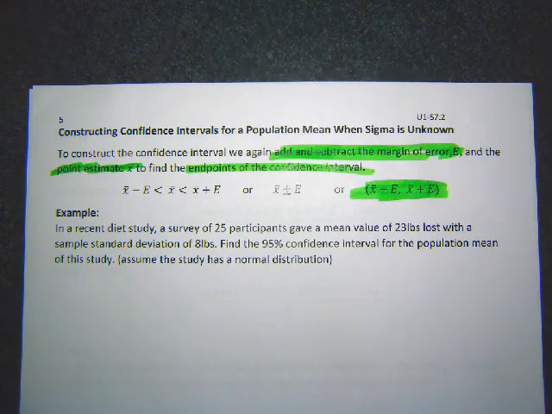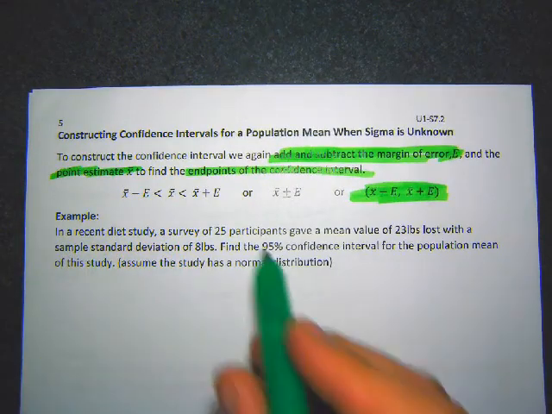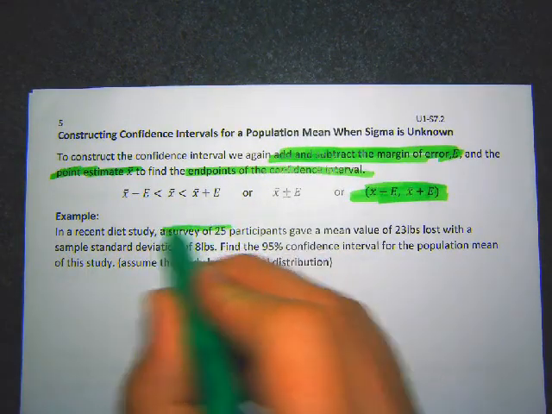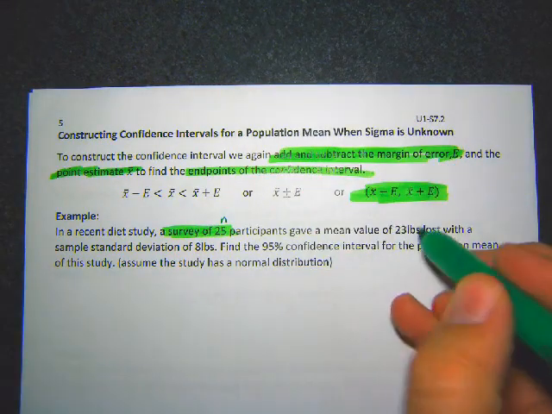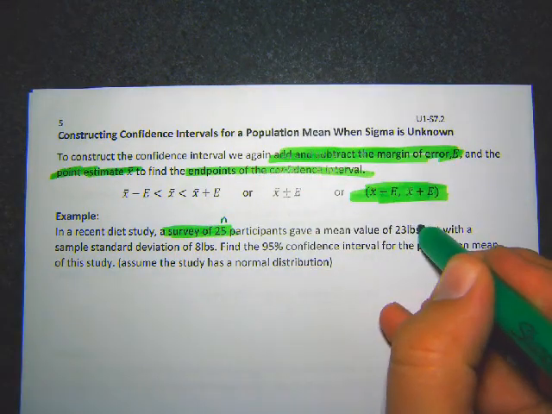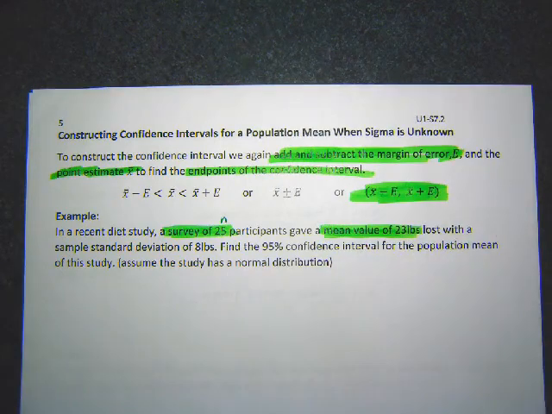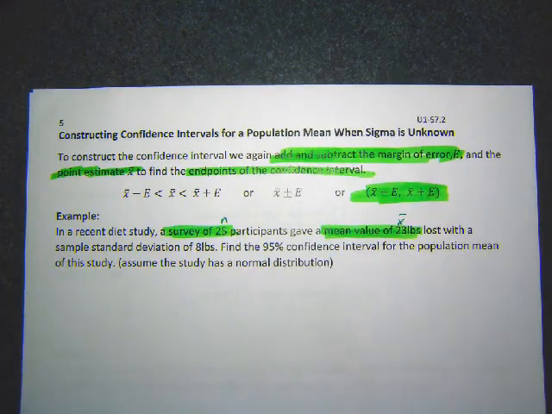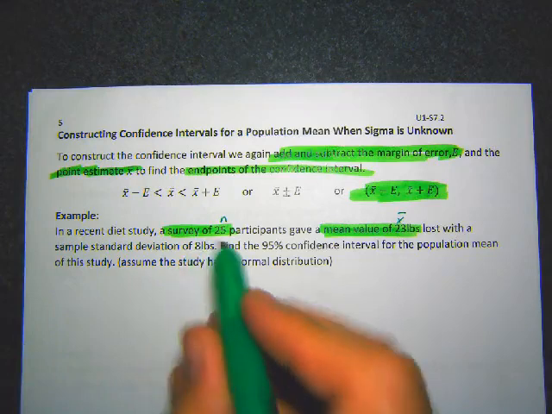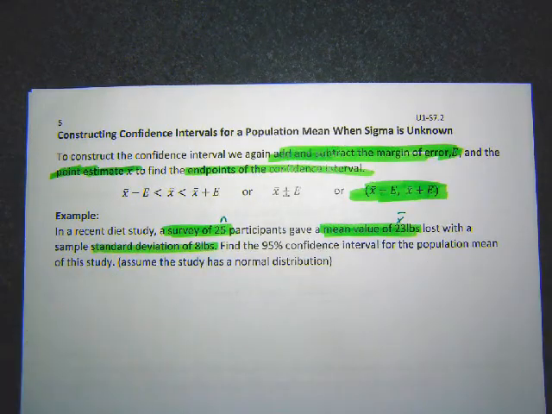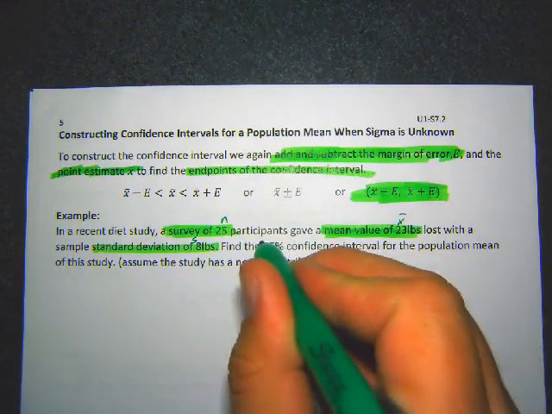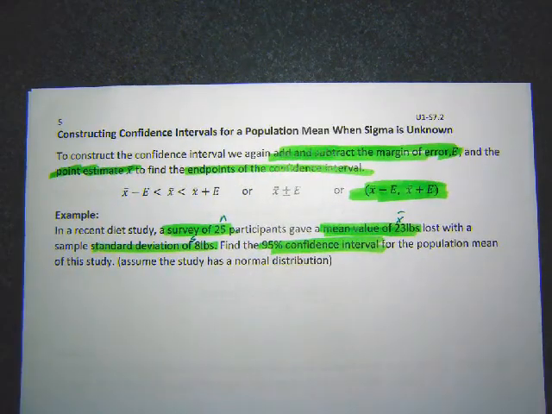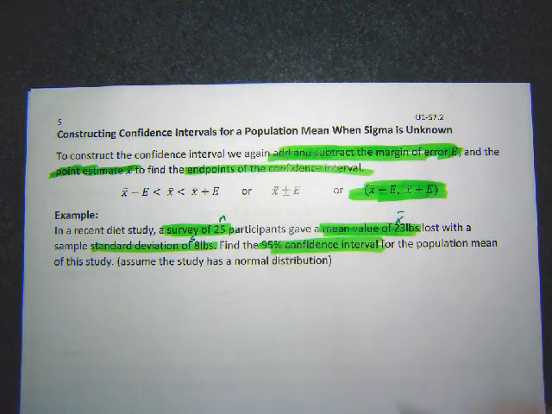So let's go ahead and do that. In a recent study, a survey of 25, so that's how many people were surveyed, so that's going to be our sample size n, gave a mean value of 23 pounds lost. So that's going to be x bar, our sample mean. Sample standard deviation of 8 pounds, so this is going to be s, the sample standard deviation. We want a 95% confidence interval, so this means that our confidence level is 95%.